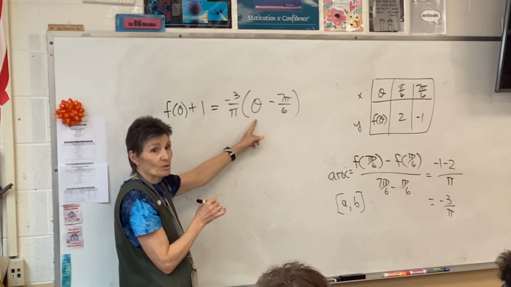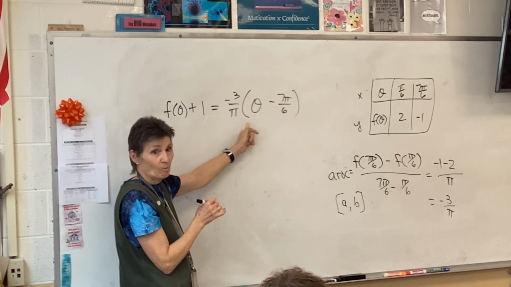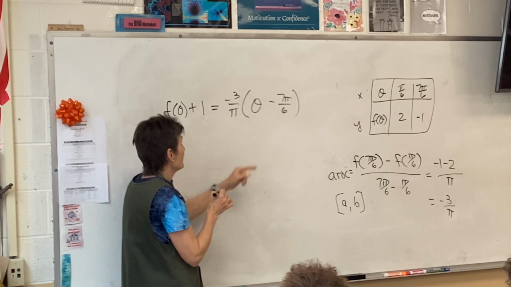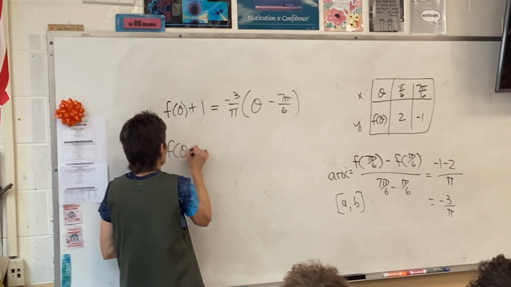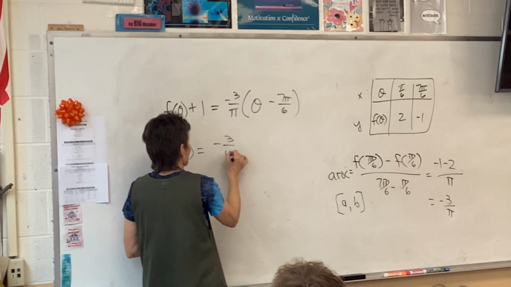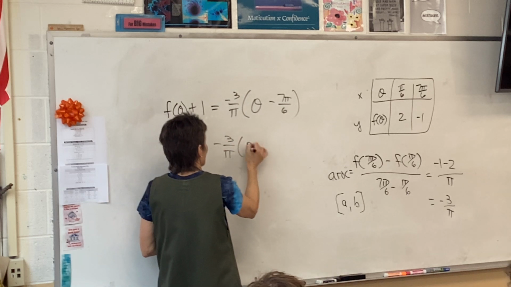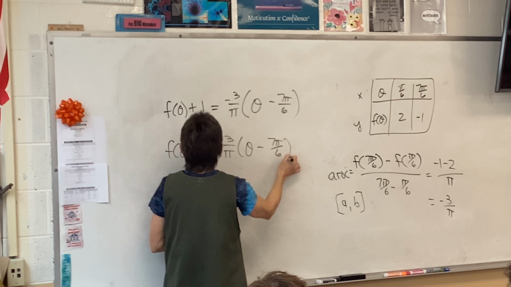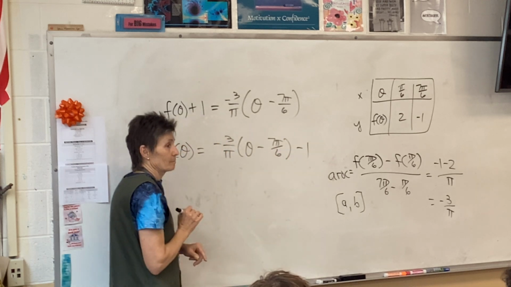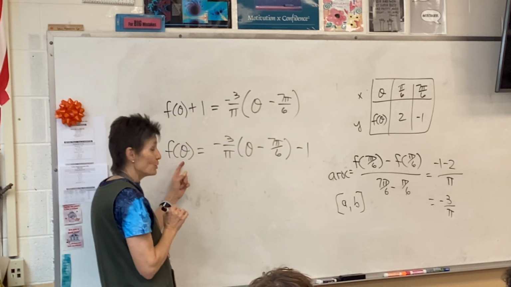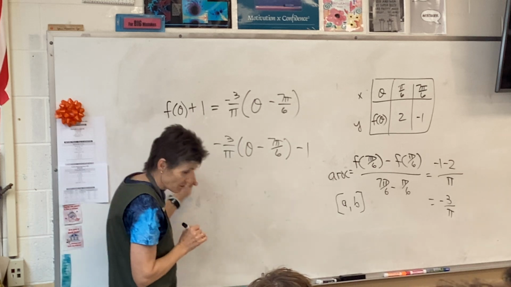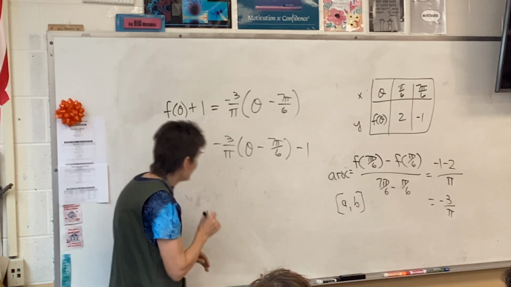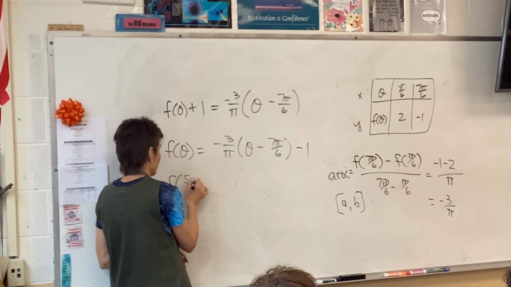You haven't forgotten how to write the equation of the line, have you? That's the point slope form of the line. So f of theta is gonna equal negative 3 over pi, theta minus 7 pi over 6, minus 1. Your job is to find f of 5 pi over 6.